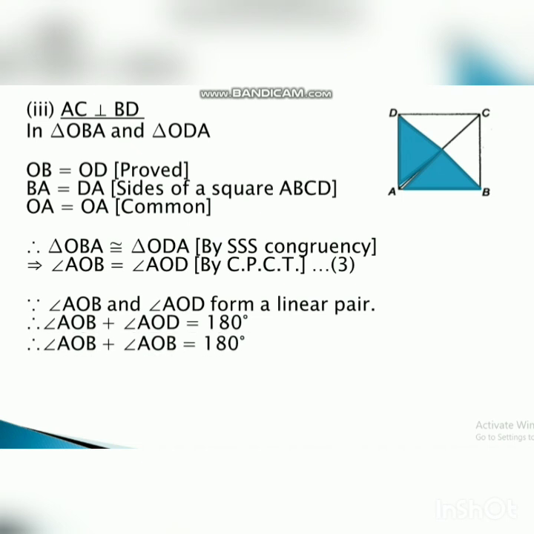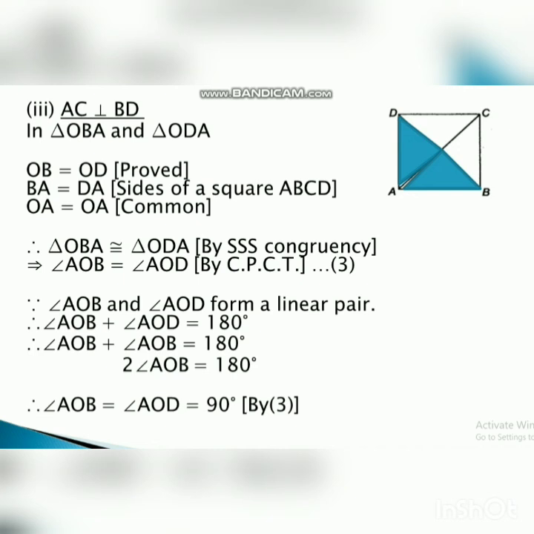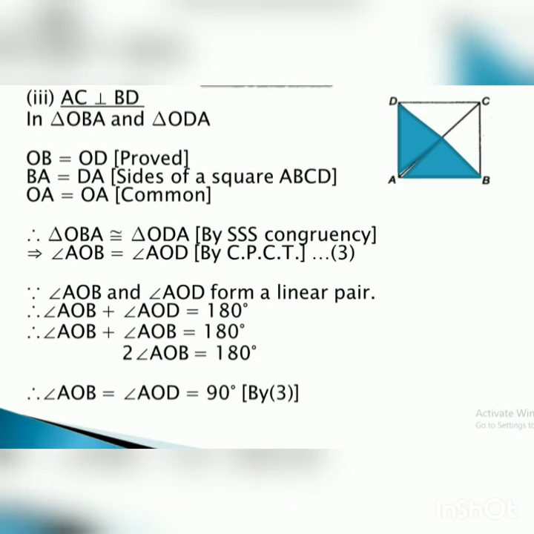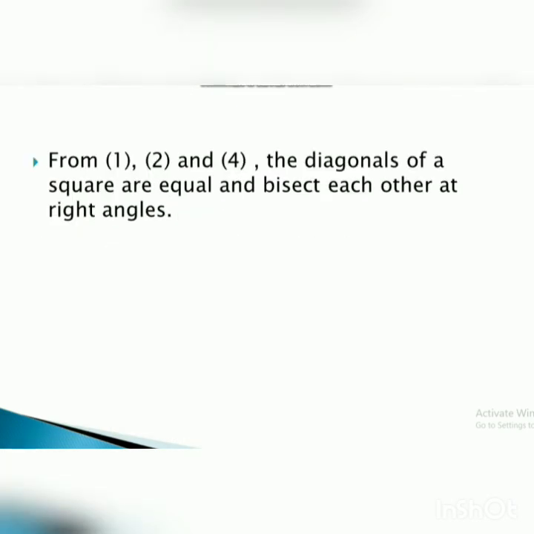That means 2 times angle AOB is equal to 180 degrees. Therefore, each angle AOB and angle AOD is equal to 90 degrees. Hence, we reached the conclusion that AC is perpendicular to BD. From all the above results, we proved that the diagonals of a square are equal and bisect each other at right angles.